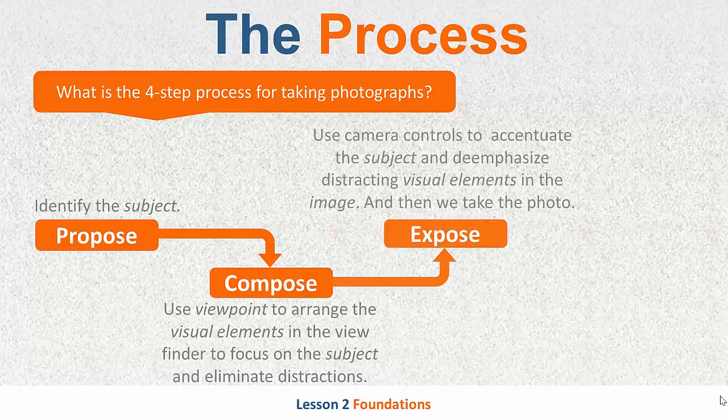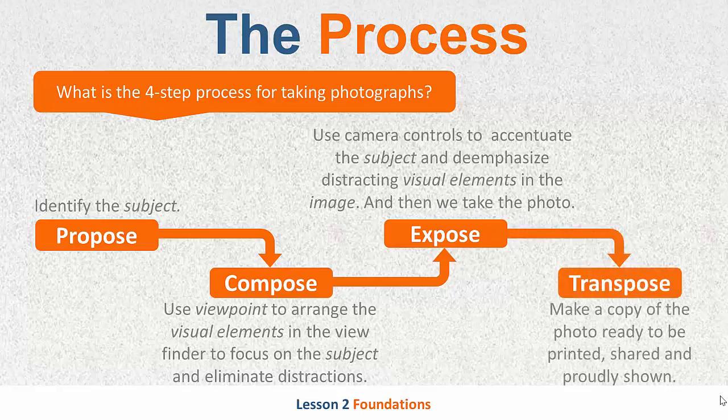Then, in the expose step, we use the controls available in the camera to adjust the image to further accentuate the subject and de-emphasize distracting visual elements. And then we capture the image in the camera. In the 4th and last step, transpose, we make a copy of the photo and make it ready to be printed, shared, and proudly shown. This is the 4-step process for taking photos.